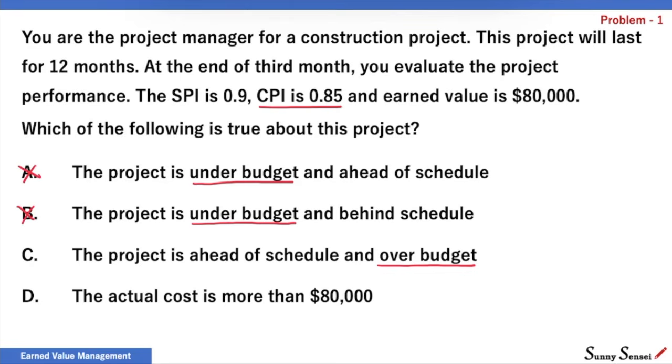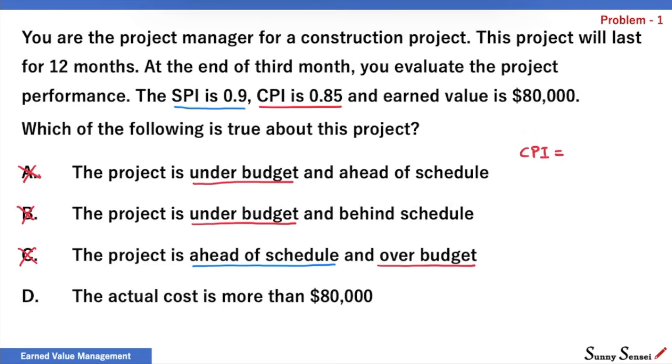Option C claims that the project is ahead of schedule, but the SPI is 0.9, less than 1. The project is actually behind schedule. C is also incorrect. We are left with D. D must be the correct choice. Still, let's understand why D is correct.